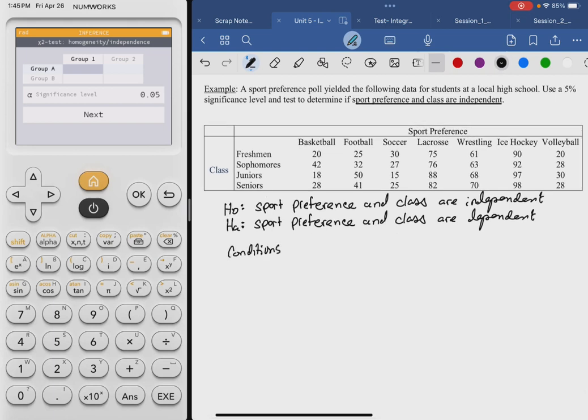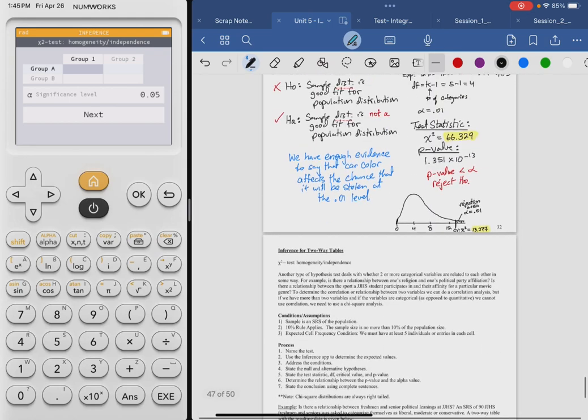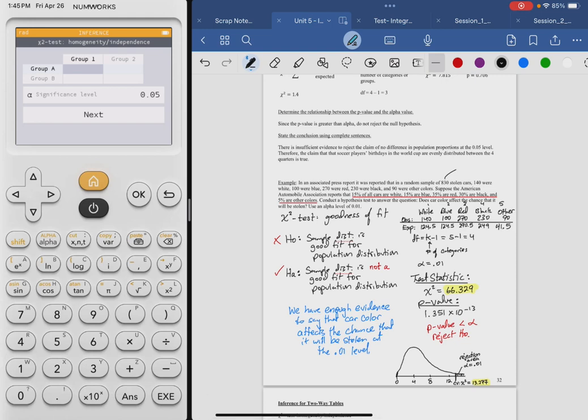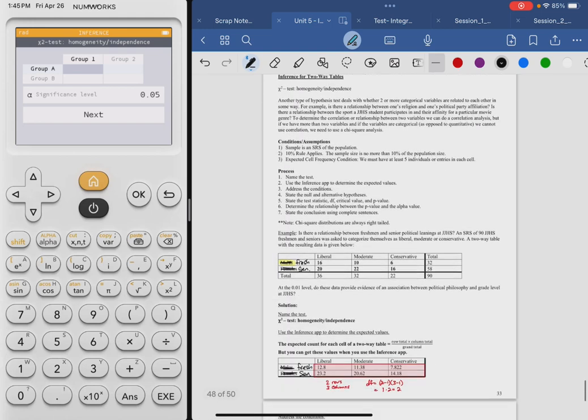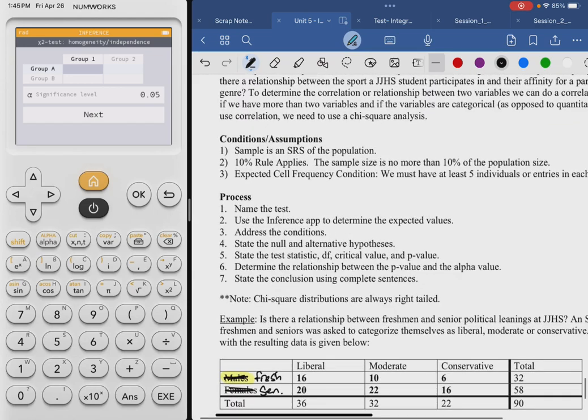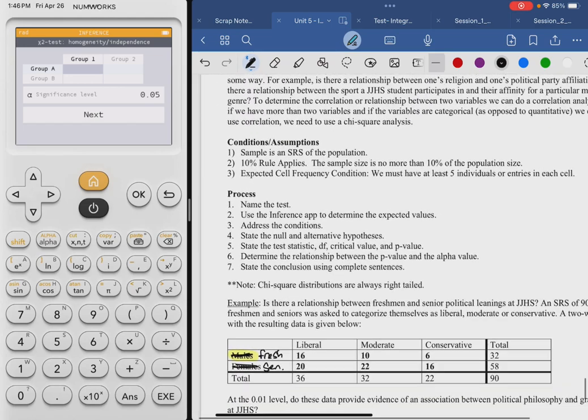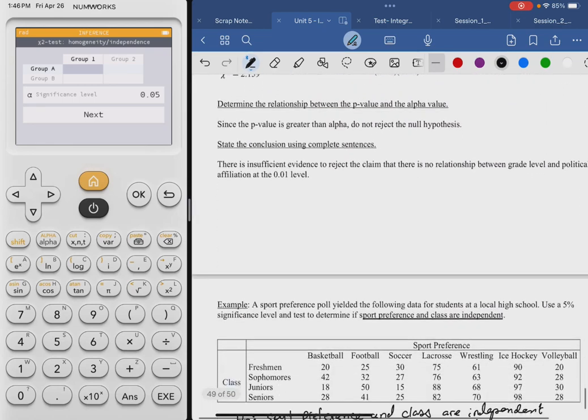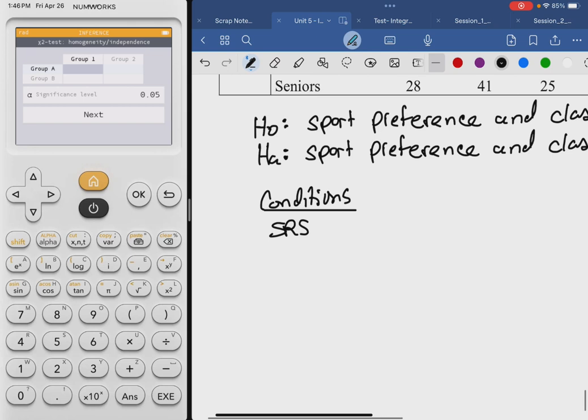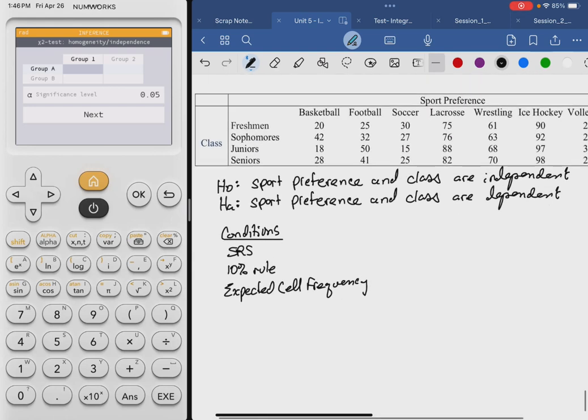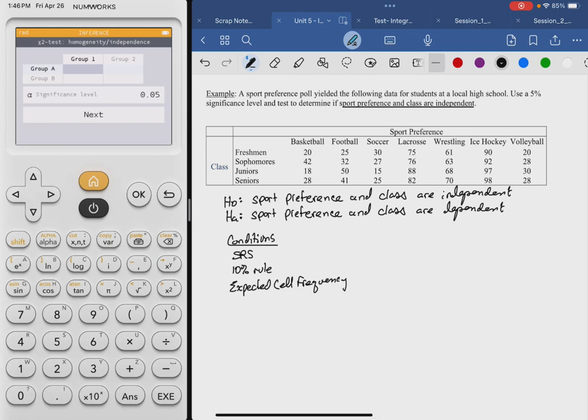Conditions, same as before, simple random sample. All right, it's at this moment that I realize I glossed over that over here. All right, but it's simple random sample, 10% rule, and expected cell frequency condition, so at least 5 per cell. All right, so 10% rule and expected cell frequency. All right, well, I don't have any expected values yet, but we'll confirm that in a minute.